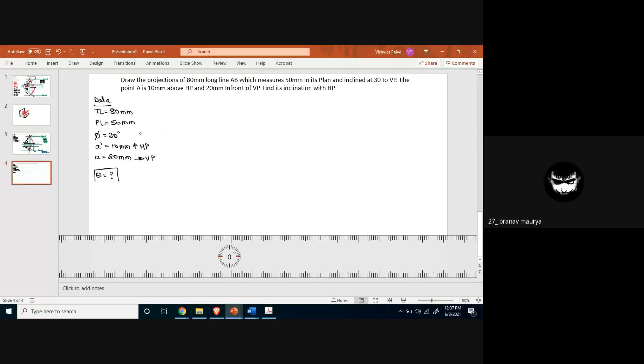Right, we have to find theta. This thing we have to find. Yes, 5 things are given in this. Can anyone try to solve this as homework?